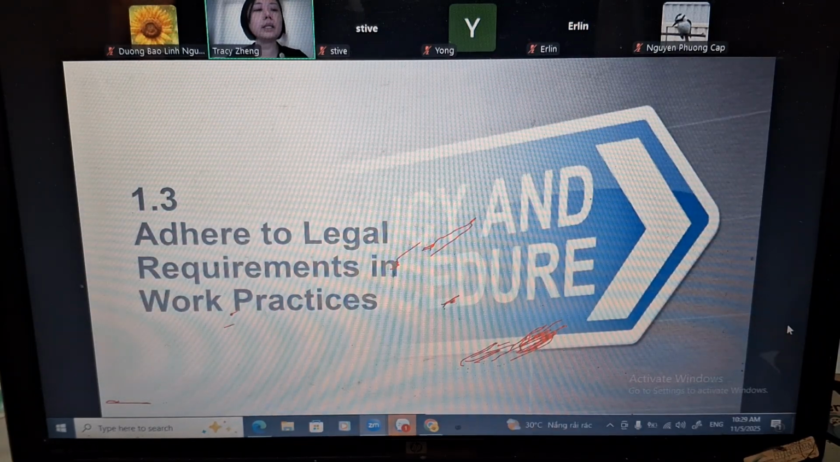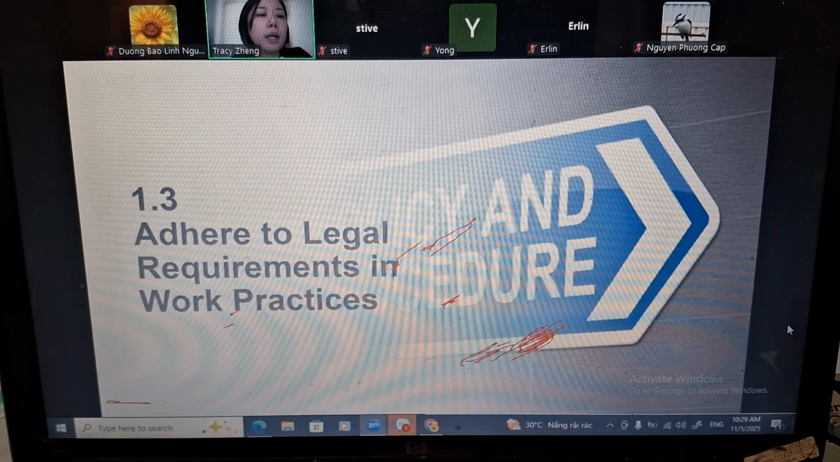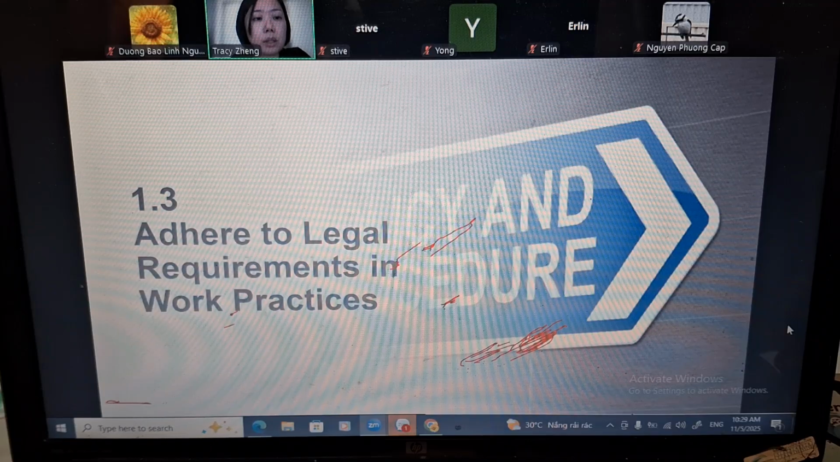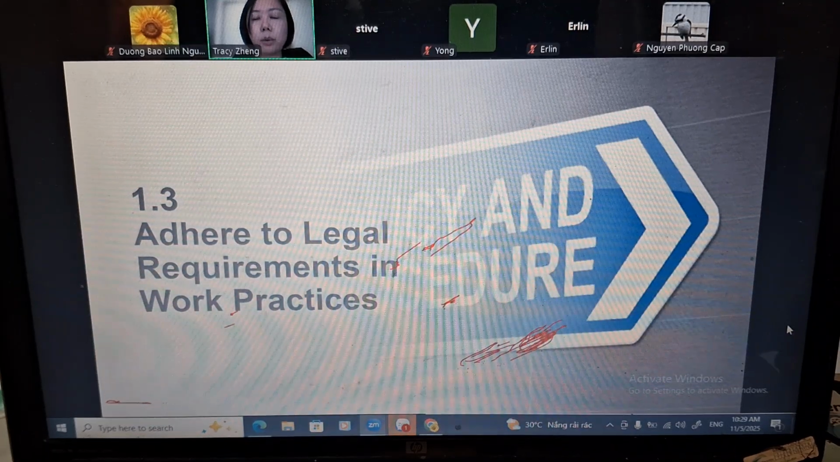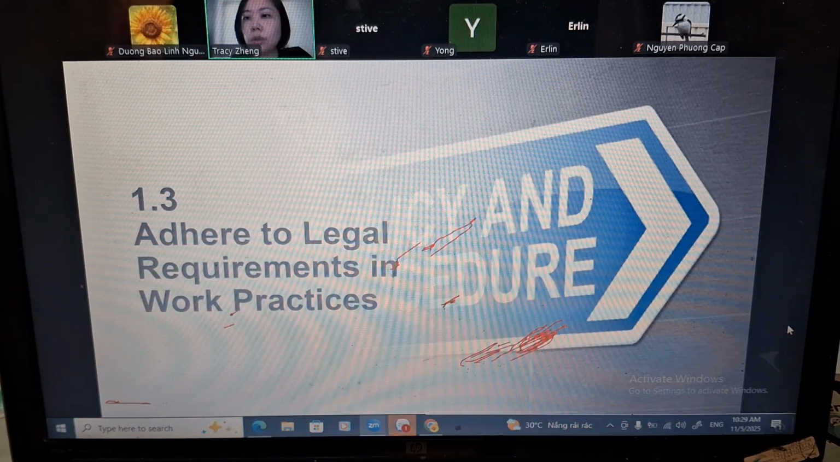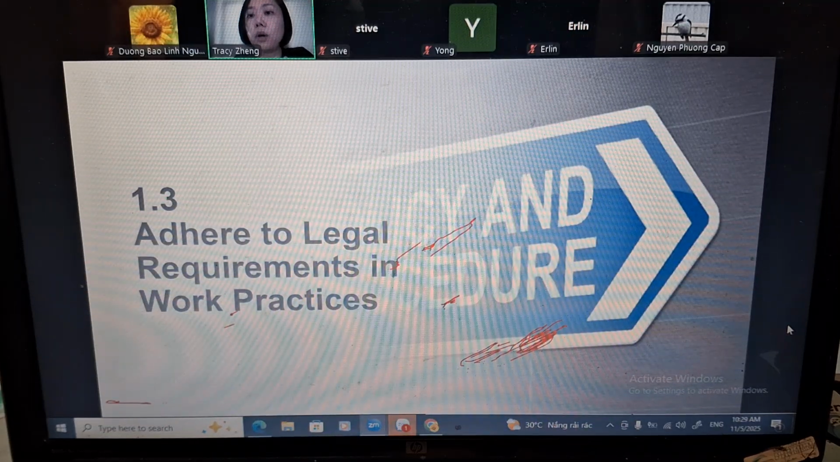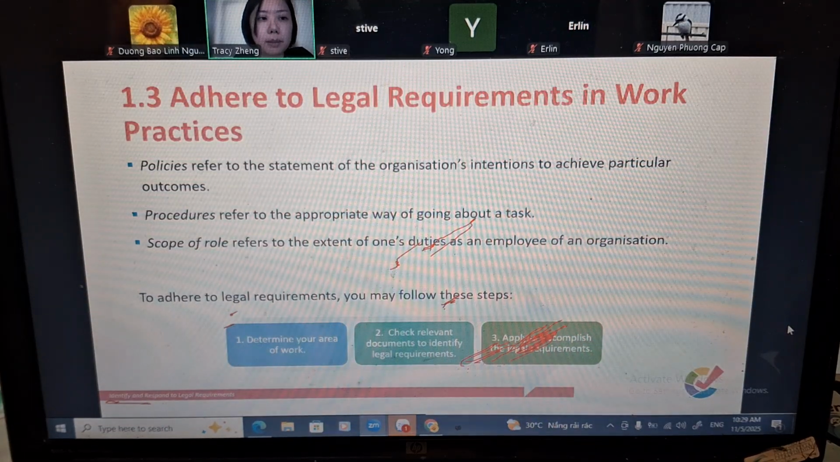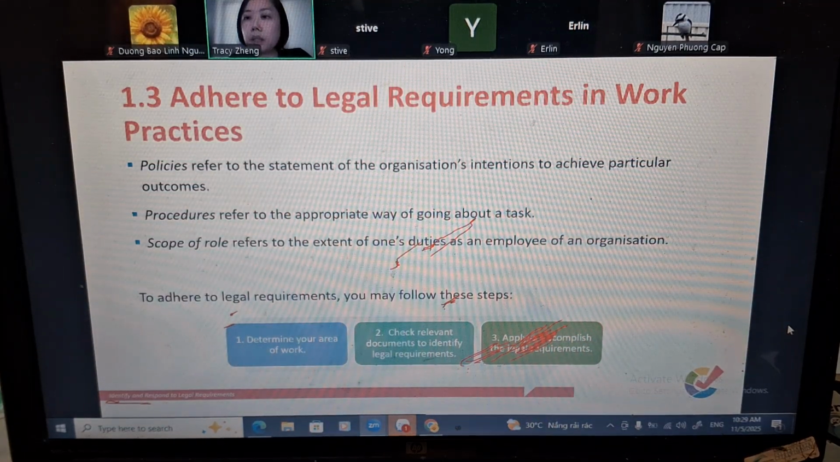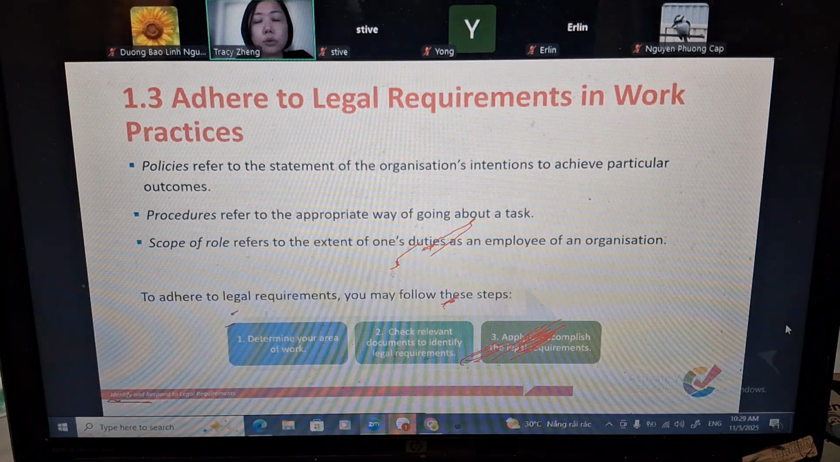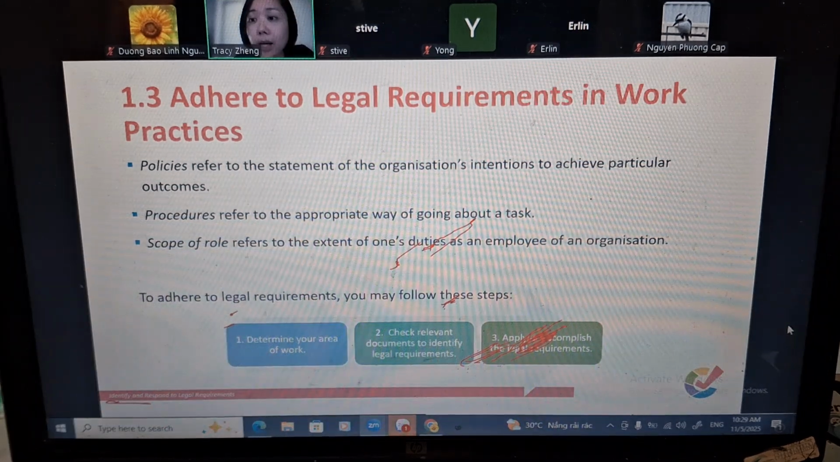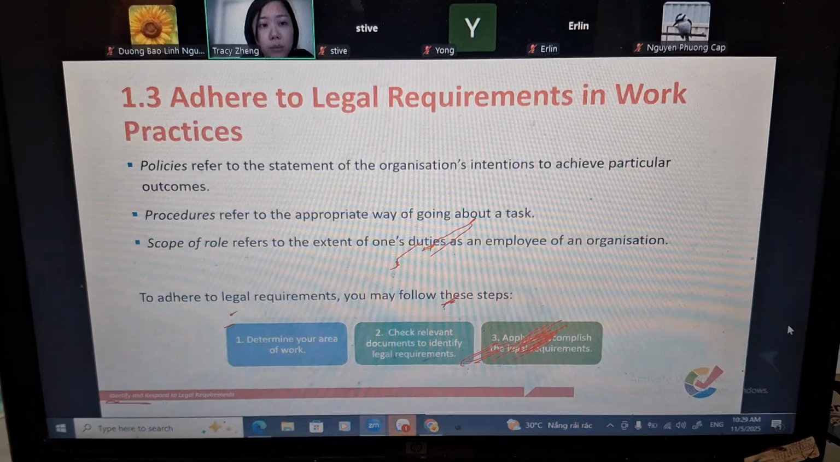The following is about how we follow the legal requirements in our work practices. The first part we have explained to you all of those legal requirements. Now it's going to show you what we do in terms of following those requirements. So definitely, one of the easy ways for you to follow is to check your organization's policy and procedure.